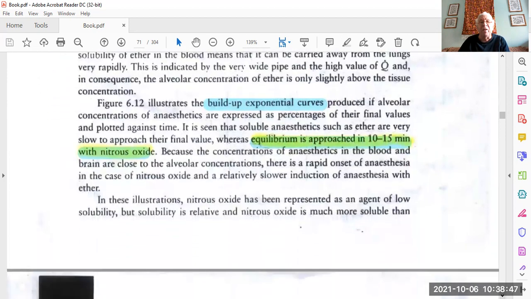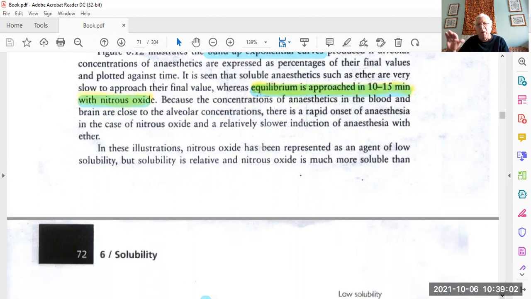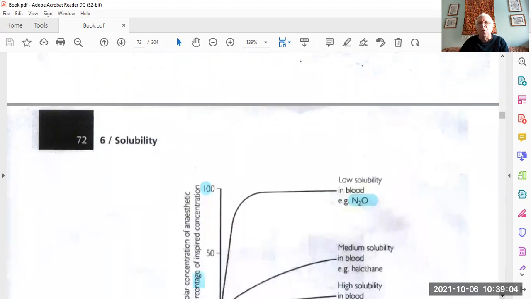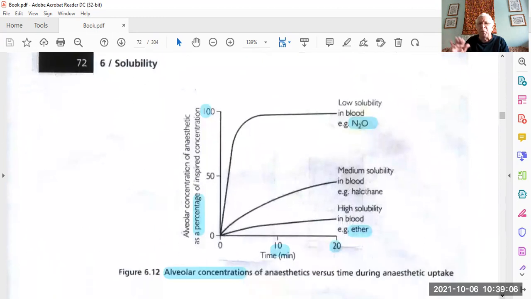We have a curve showing what we call build-up exponentials. We said before the meaning of exponential, which is non-linear, meaning the curve is not going straight forwards. It is bent. It has a slope. We will not go through the meaning of exponential more than that. So this figure shows the build-up exponential of nitrous oxide and ether. What's the meaning of that?